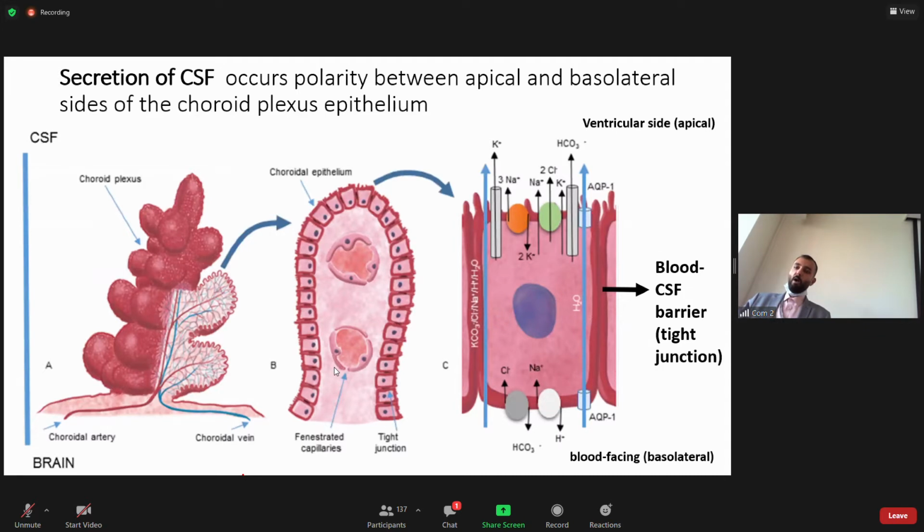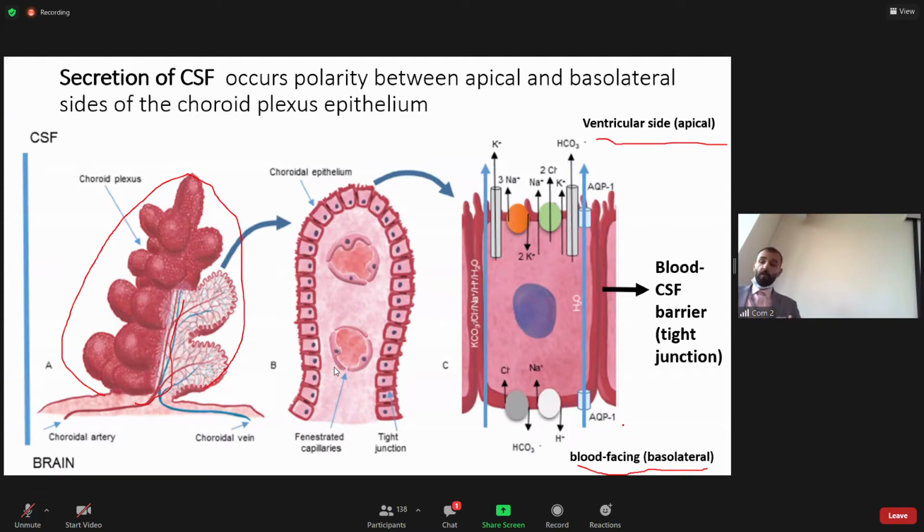Let's learn now about how CSF is secreted. Any questions so far? All good. Now let's learn more about the secretion. As you can see here, this is a choroid plexus, which is heavily vascularized. You can see these arteries going in. This side here is the blood-facing side, which is called the basolateral side, and on this side we have the ventricular side, which is called the apical side.